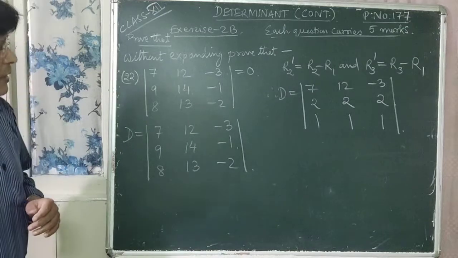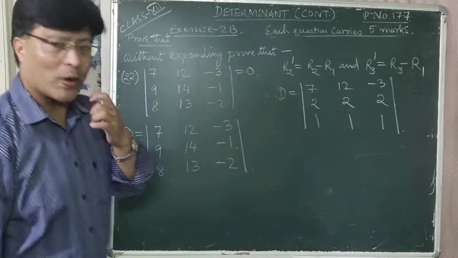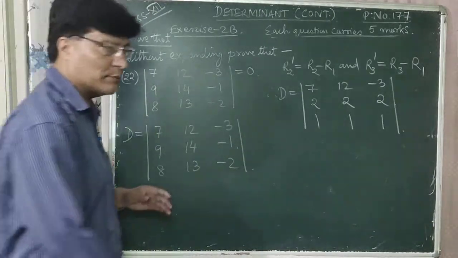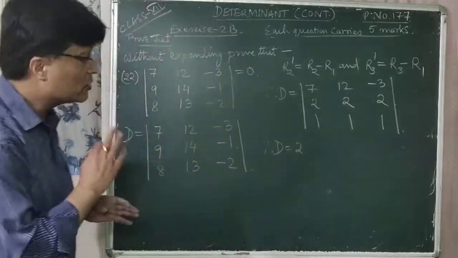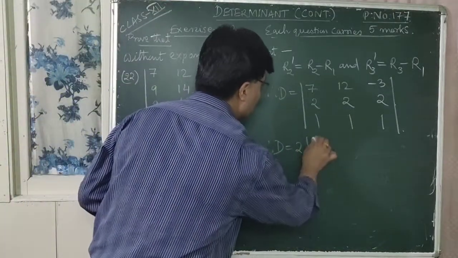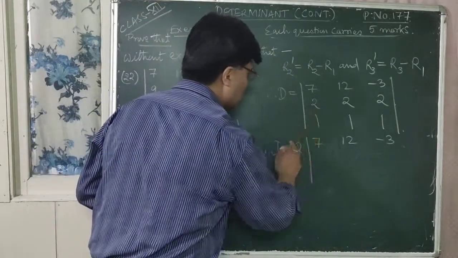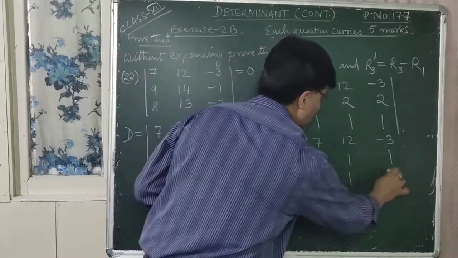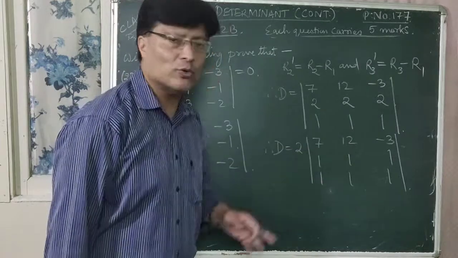So now what will you do in the next step? So in the second row, what is common there? 2 is common there. So you can take it outside the determinant. So therefore D is equal to 2 is taken outside because 2 is common in the second row. Right? So first row 7, 12, minus 3. Right? So here 2 is taken common. This is 1, 1, 1. Again, what is the third row? 1, 1, 1. Right? So here in this determinant, 2 rows are identical.